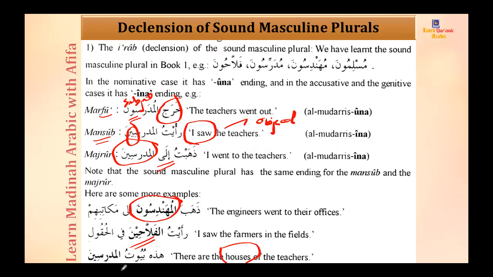Singular is bayt and plural is buyut. I hope you realize this is an idafa construction. Houses of the teachers. So al-mudarrisina is majroor. Why? Because it is the second term of the idafa. It is mudaf ilayhi. Hadhihi buyutul mudarrisina. This is mudaf, the first term. And the second term is mudaf ilayhi, which is why it is majroor.